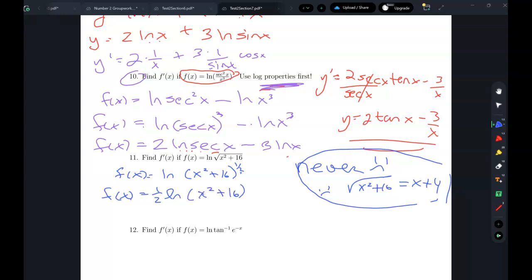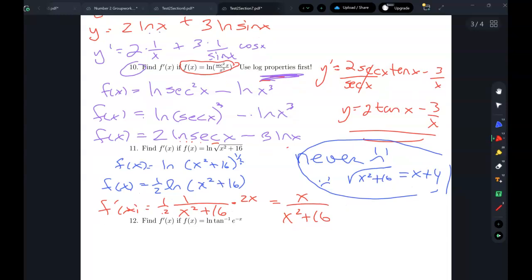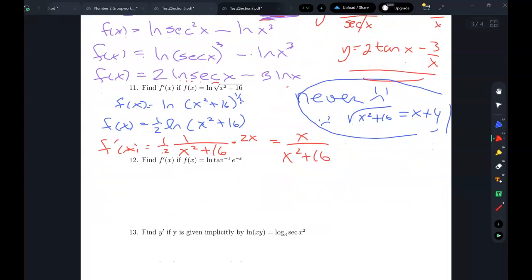and I get that. So now I'm ready to take the derivative. So the derivative is the number 1/2, 1 over x squared plus 16, 1 over stuff, times the derivative of stuff. So those 2's I can see cancel, so I just get that. That's it.